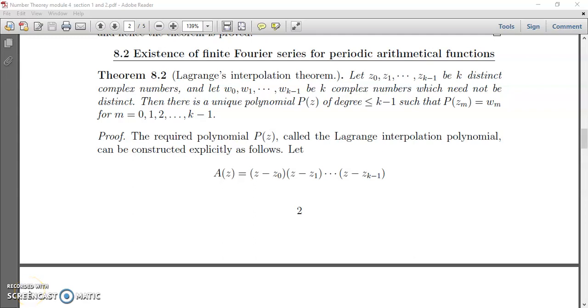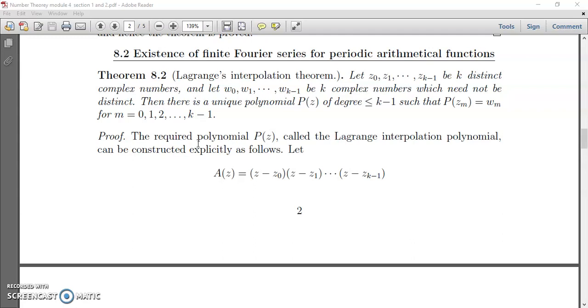In this lecture, I will be talking on existence of finite Fourier series for periodic arithmetic functions. In this section, we will be mainly dealing with the three theorems, where the first theorem is the base of all the other two theorems. The first theorem is Lagrange's interpolation theorem.